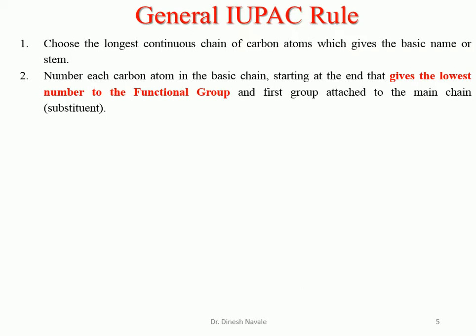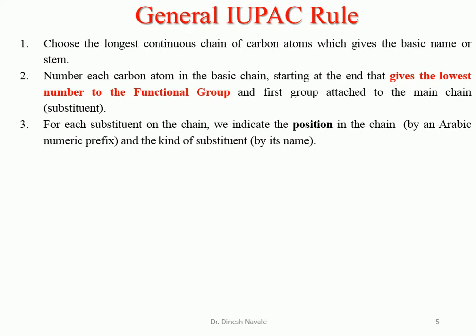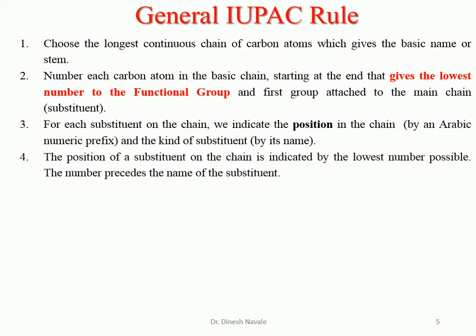So, the lowest possible number should be given to the principal functional group and the first group which is attached as a substituent. Third rule: for each substituent on the chain, we should indicate its position. That means at what carbon number that particular substituent is present, we should clearly indicate. The fourth rule: the position of the substituent on the chain is indicated by the lowest number possible. So, we have to give the lowest possible number to the substituent.